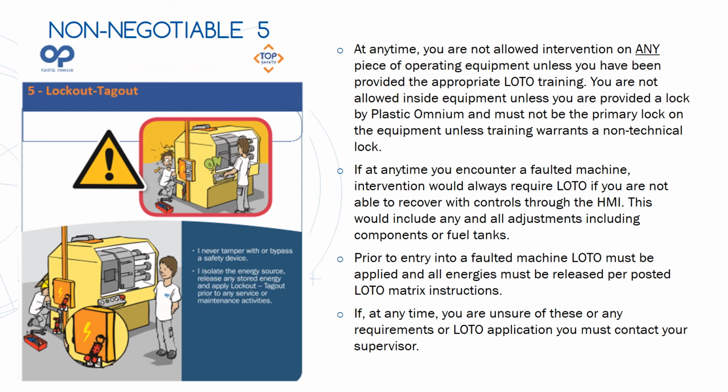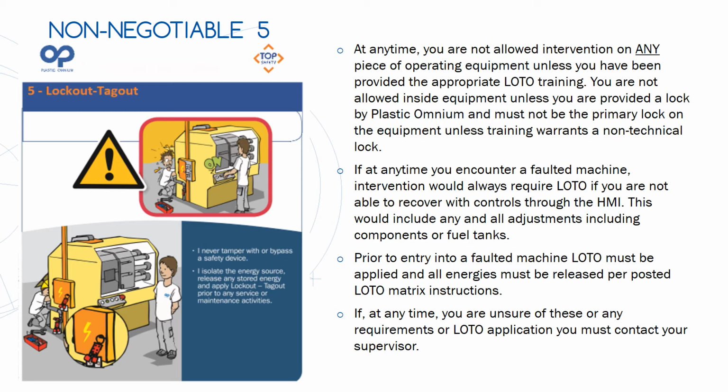Non-negotiable number 5, lockout tagout. I never tamper with or bypass a safety device. I isolate the energy source, release any stored energy, and apply lockout tagout prior to any service or maintenance activities. At any time, you are not allowed intervention on any piece of equipment unless you have been provided the appropriate lockout tagout training. You are not allowed inside equipment unless you are provided a lock by Plastic Omnium, and must not be the primary lock on the equipment unless training warrants a non-technical lock.